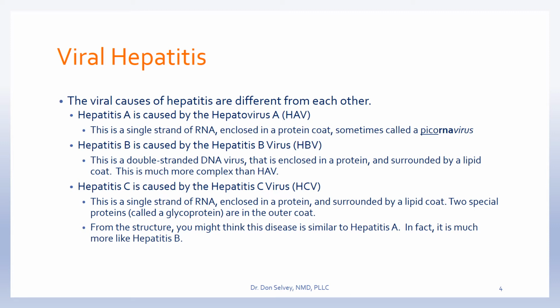Hepatitis C, which we're getting a lot of information about over the last few years, is a single-strand RNA enclosed in a protein coat, and that is going to be surrounded by a lipid coat with 2 special proteins called glycoproteins in this outer coat. It's a different structure than A or B. While you might think that this is going to be similar to hepatitis A, in fact, it is not. It is much more like hepatitis B. More on that in just a minute.